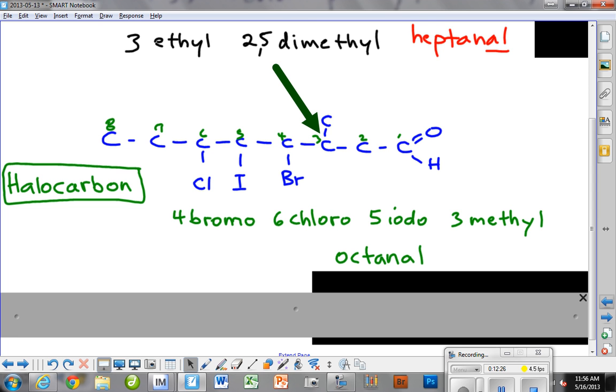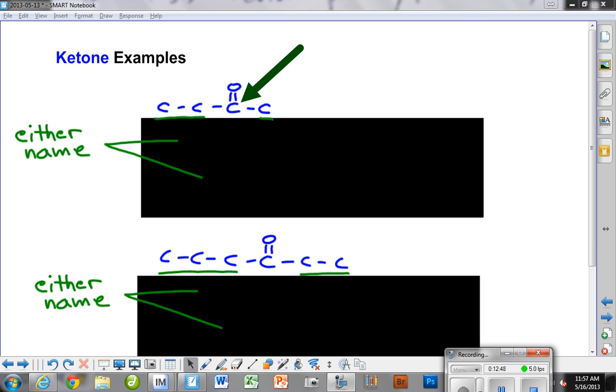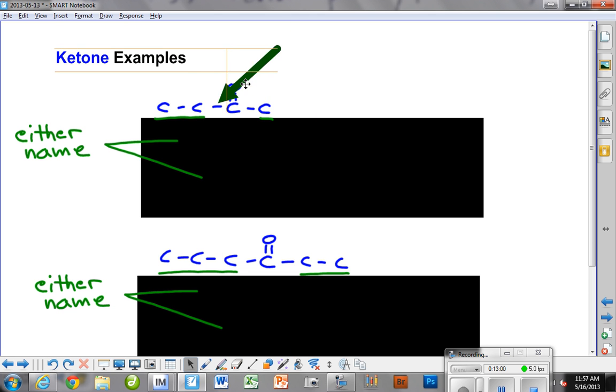Notice there's no number in front of octanal, nor was there any number in front of our heptanal, because with an aldehyde, the carbonyl group, this guy, is always on carbon 1, so we don't need to specify it. Everybody knows that. Now let's look at some ketone examples. With ketones, my first example will have a total of 4 carbons on it. 1, 2, 3, 4.